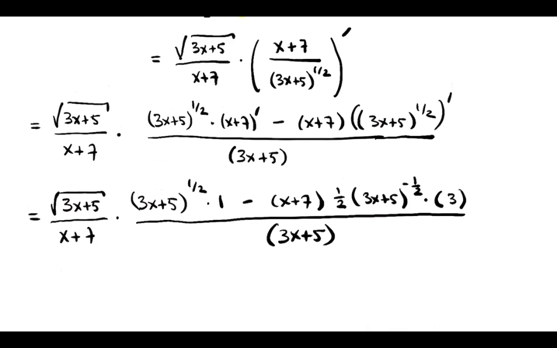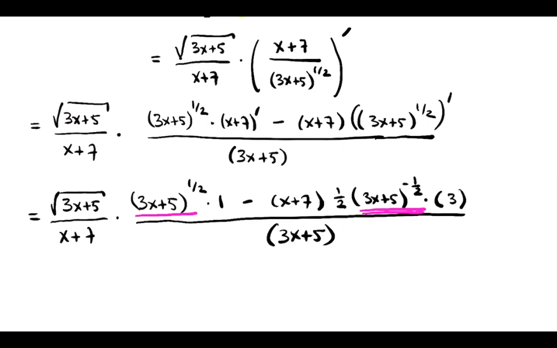I could factor out a 3x plus 5 to the 1/2. Maybe I'm going to do it just to illustrate something that'll be handy for us in the future. But I've got a 3x plus 5 to the 1/2 here, and I've got a 3x plus 5 to the minus 1/2 over there. Well, you can factor out the smaller exponent. So I'm going to factor 3x plus 5 to the minus 1/2 out of this expression.